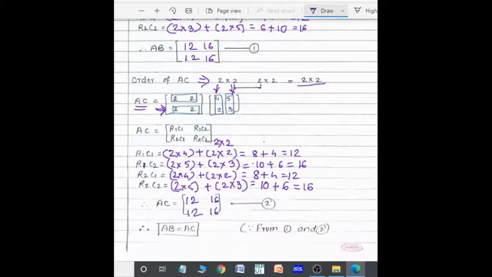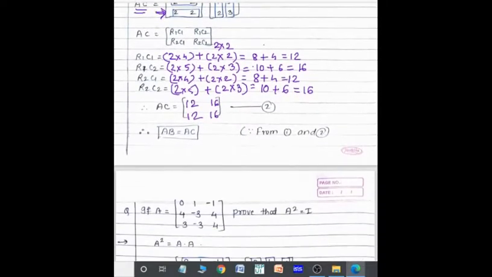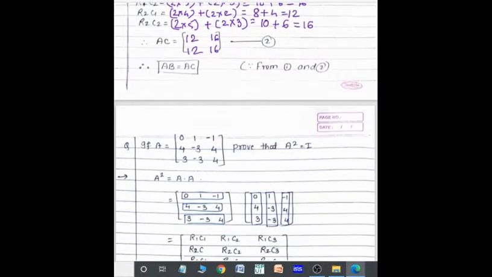And if we observe the value of matrix AB and the value of matrix AC, we see that matrix AB is equal to matrix AC. So from equation 1 and 2, we can write matrix AB is equal to matrix AC.